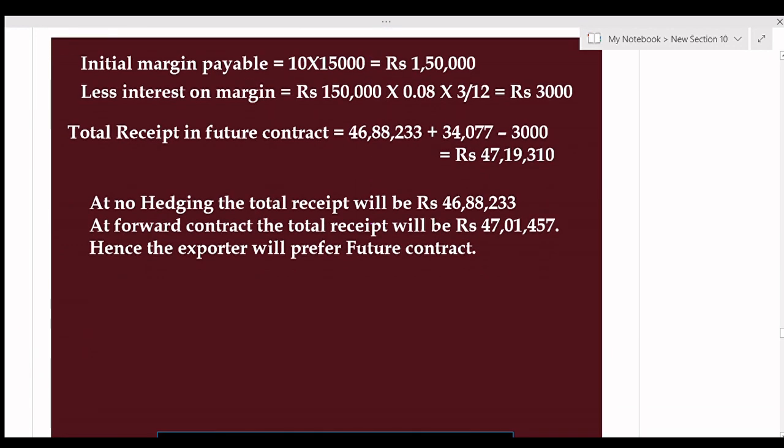Initial margin is 10 into 15,000, 1,50,000. Less the interest is 3,000. The same method which I have shown in the previous case. The total received in the future contract: 46,88,233 plus 34,077 minus 3,000 will be 47,19,310. Since it is the highest of the 3 proposals, that will be accepted. The exporter will prefer the future contract.